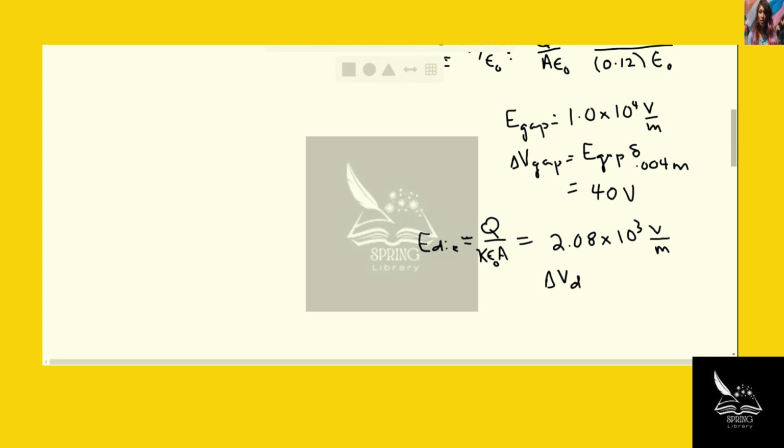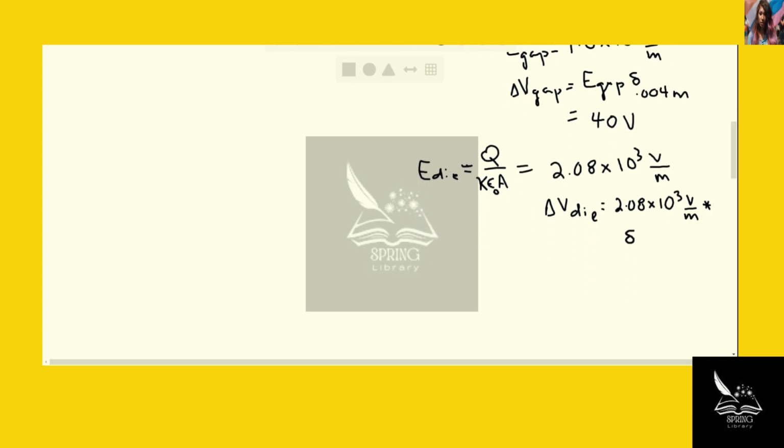And we can figure out then the potential difference. It's the 2.08 times 10 to the third volts per meter times the 4 millimeter spacing. And then we get 8.3 volts.